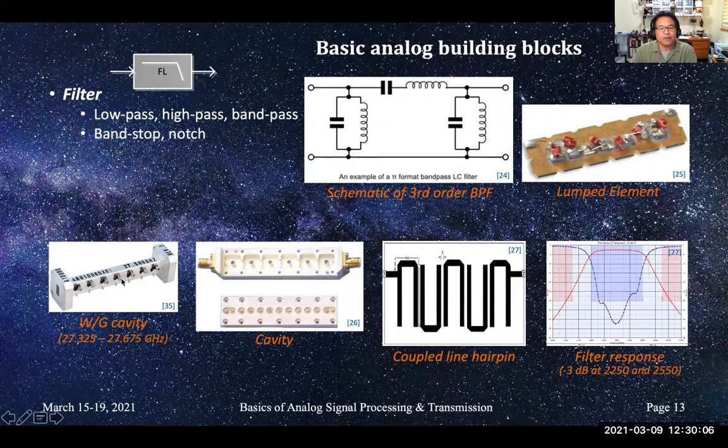And you can also make filters without capacitors and inductors by having cavities or resonant cavities. This is a waveguide resonant cavity. You can tell by the slugs here where you adjust the cavity resonances. Here's a connectorized cavity. Here is a coupled line filter that you print using microstrip on a circuit board. And here is the equivalent passband response.